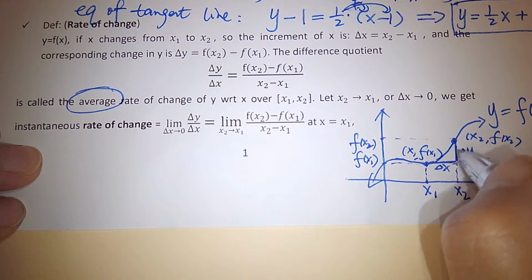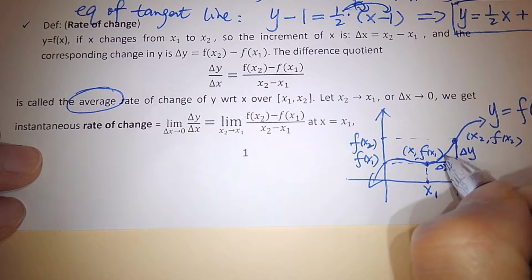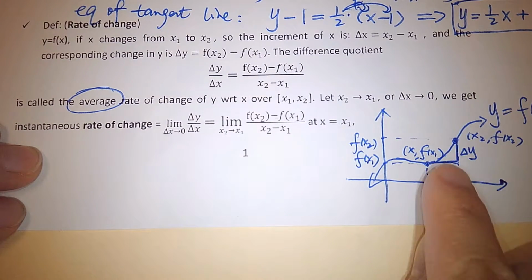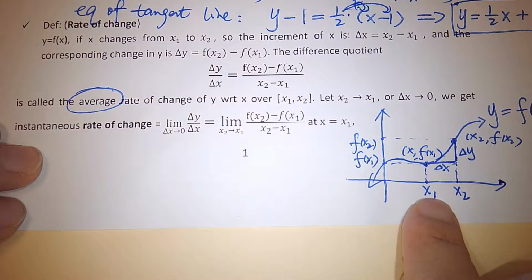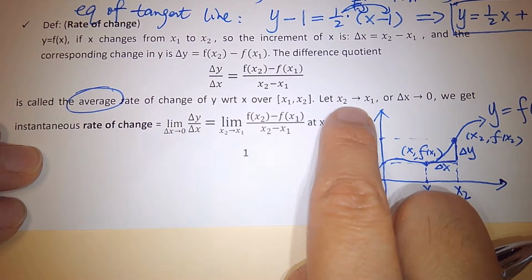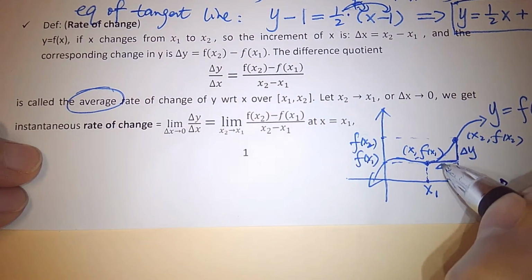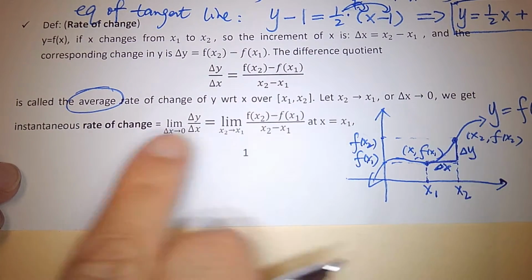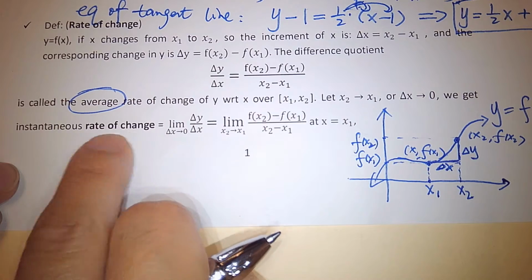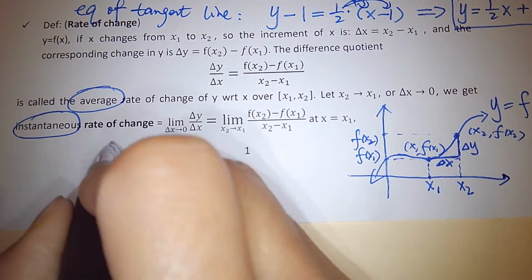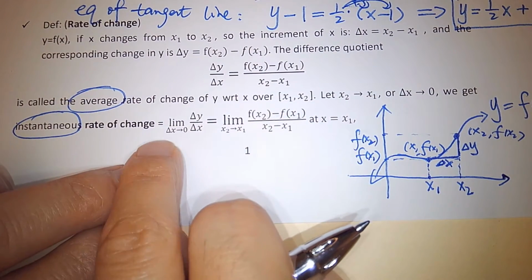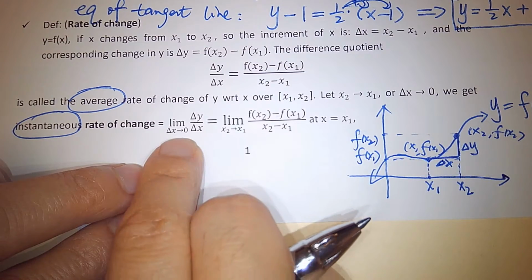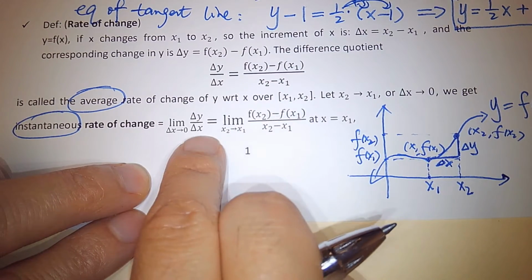How about we let the second point get closer and closer to the first point? That means x2 will be very, very close to x1. So x2 approaches x1, or delta x approaches 0. We'll have the instantaneous rate of change, which is the limit, when delta x approaches 0, of this rate of change.